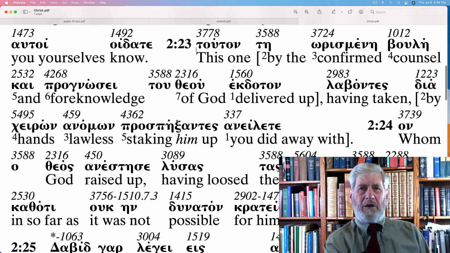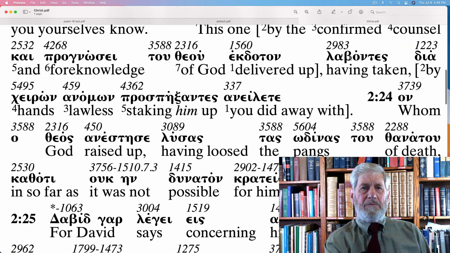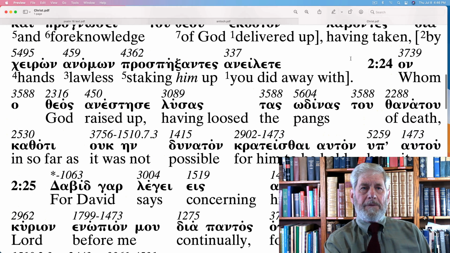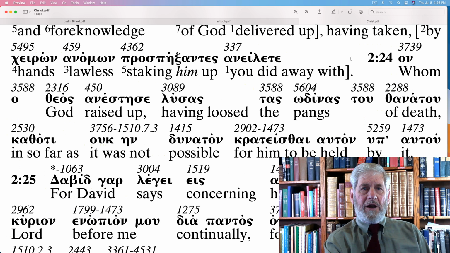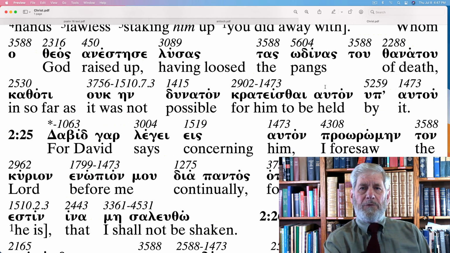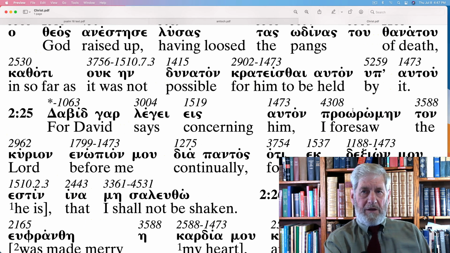Well, it starts out, this one delivered up by the confirmed counsel and foreknowledge of God, having taken, you did away with by lawless hands taking him up, whom God raised up, having loosed the pangs of death. So he's telling these people that had killed him in front of the rulers that what they did, insofar as it was not possible for him to be held by it. So now, how does he prove it?